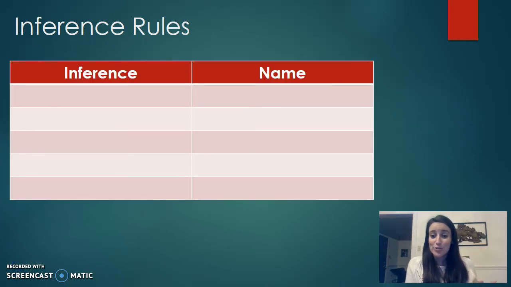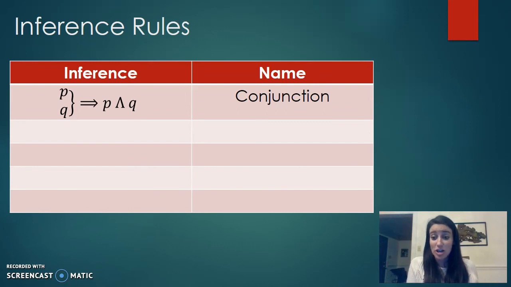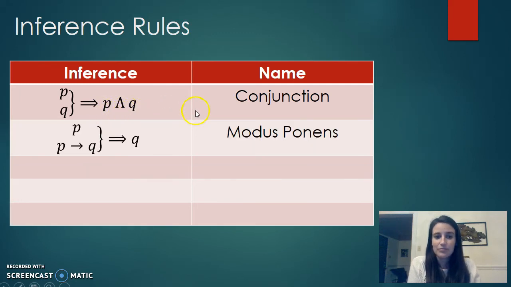And we have 5 inference rules. The first one is called conjunction. If we have 2 separate statements, P and Q, we can deduce that we have both statements, P and Q. Modus ponens. If we have 2 statements, the statement P and the statement P implies Q, then we can deduce that we have Q. This comes from the fact that if we know the implication P implies Q is true, and if we know the if part is true, that must mean that the then part is true.